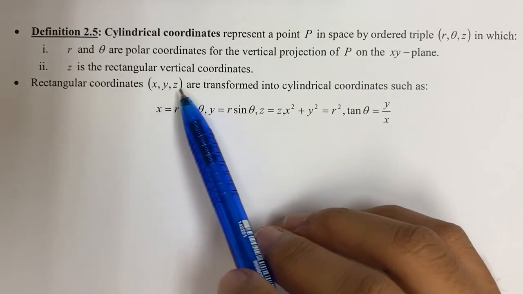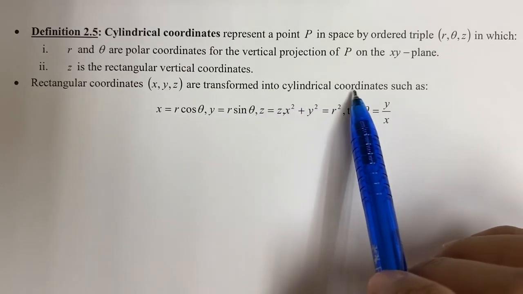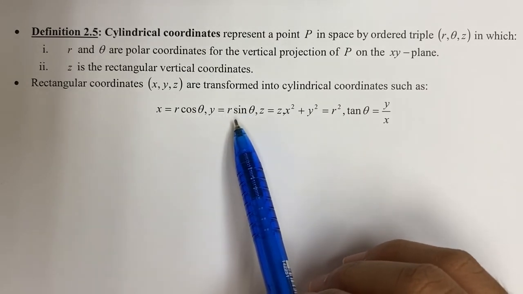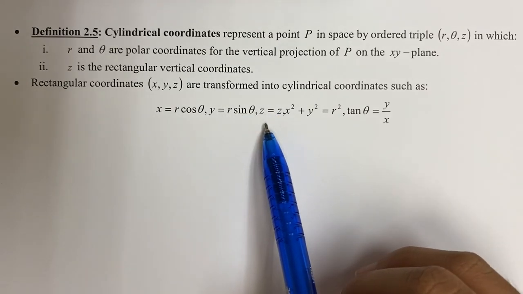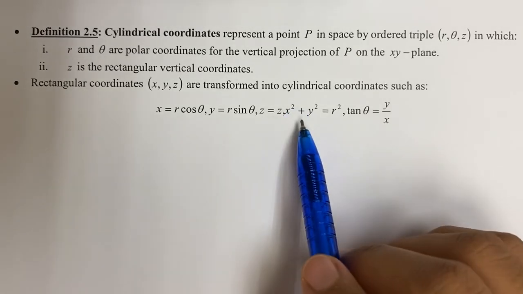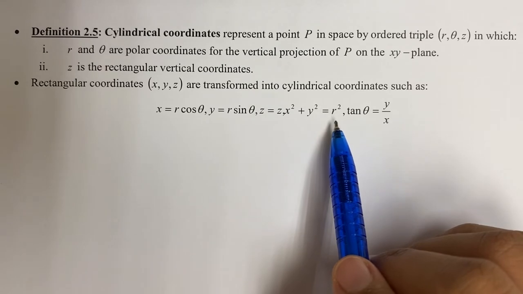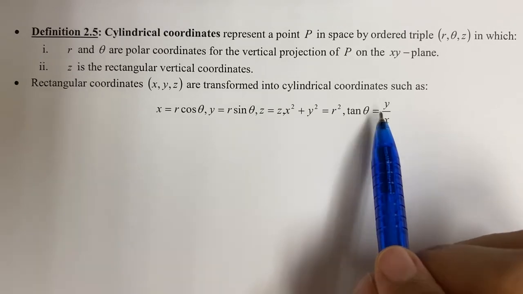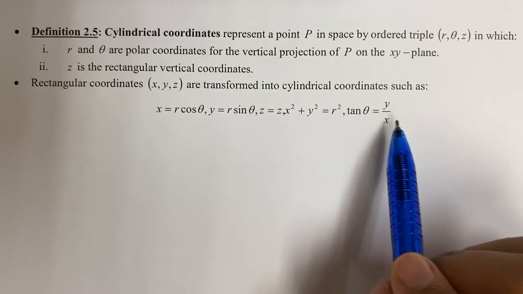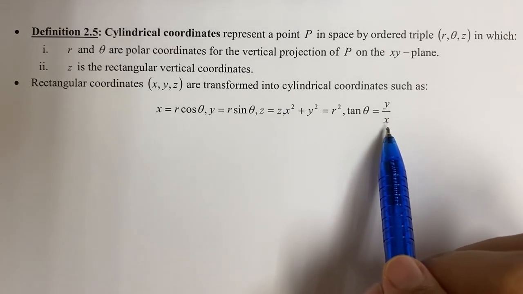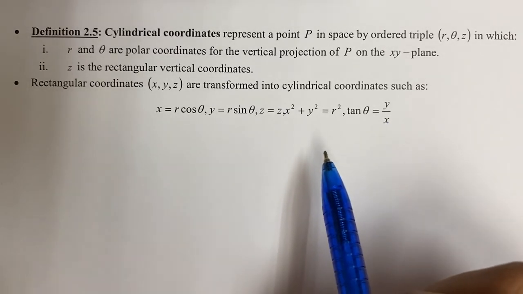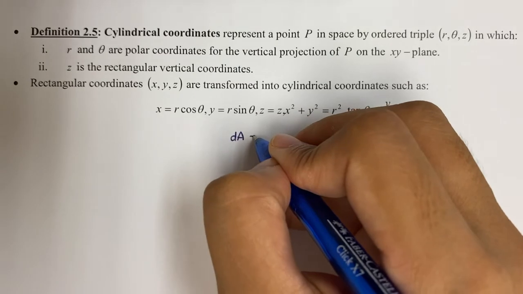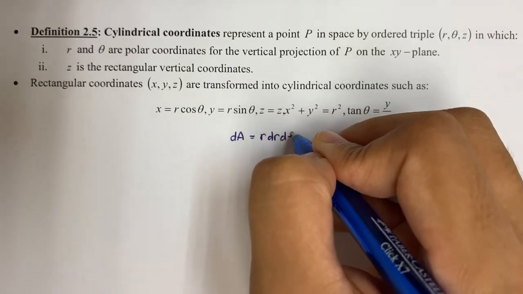Rectangular coordinates x, y, z are transformed into cylindrical coordinates such that, you know this, x is equal to r cos theta, y is equal to r sin theta, and z will remain as z. x squared plus y squared is equal to r squared, you know this as well. And you need to know that tangent theta is equal to y over x, so you can find theta from inverse tangent of y over x. One more thing you need to remember is that dA, for dx dy, is equal to r dr d theta.